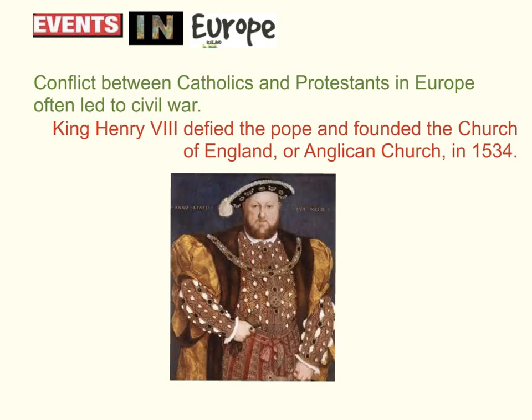King Henry VIII is going to defy the Pope in 1534. He wanted to divorce his wife, Anne, because she didn't produce a male heir. And so he wanted a divorce, and the Pope, of course, wouldn't let him have one. So he decides to found his own church called the Church of England. Another name for it is the Anglican Church, in 1534, so he could divorce his wife.